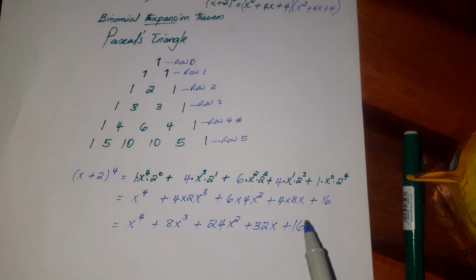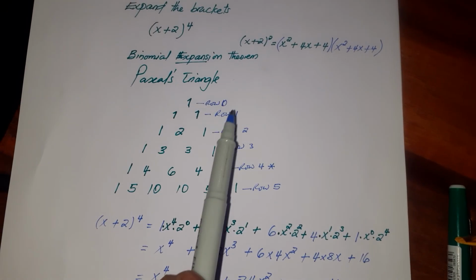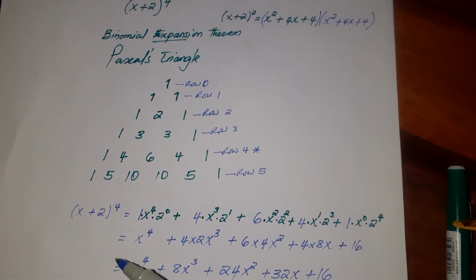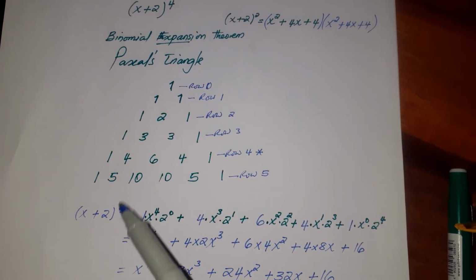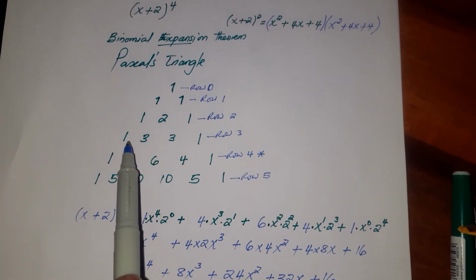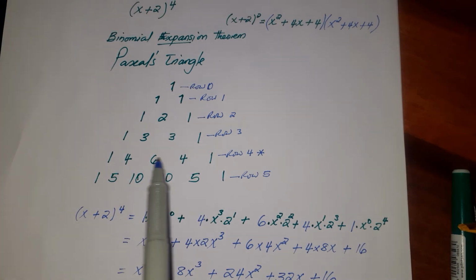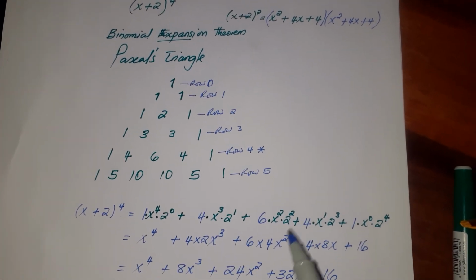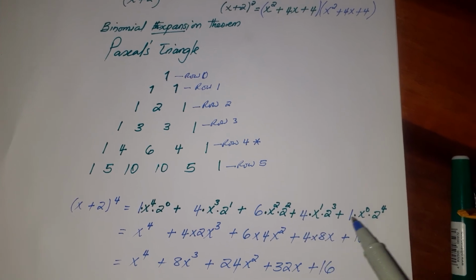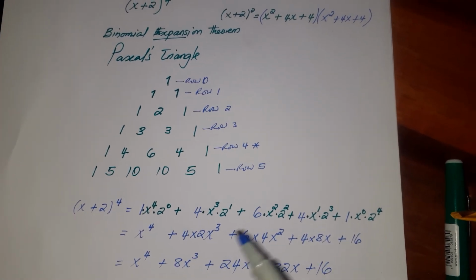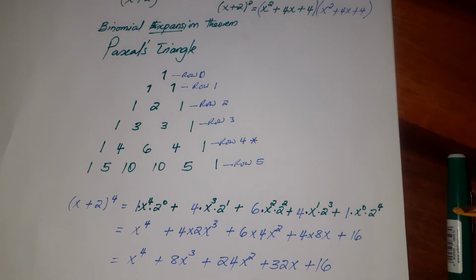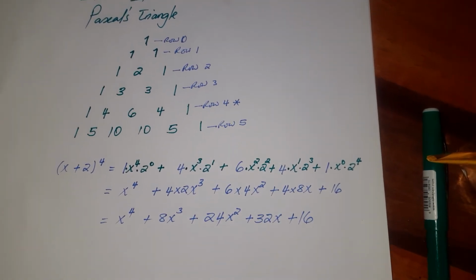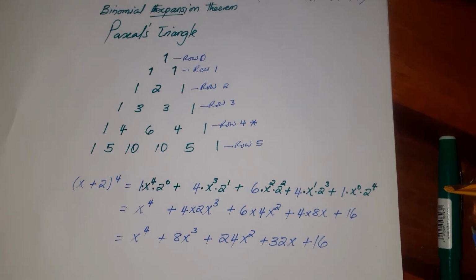This is the reason why the binomial expansion theorem comes in, so that we can use this Pascal's triangle to give us the coefficients of the variable and the constant that we have inside the bracket, and then we can now work out, and then we simplify to get the answer that we need.